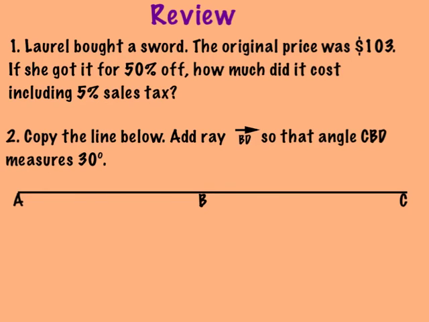And here's your review for today. Laurel bought a sword. The original price was $103. If she got it for 50% off, how much did it cost, including 5% sales tax? And for number 2, copy the line below. Add ray BD so that angle CBD measures 30 degrees.